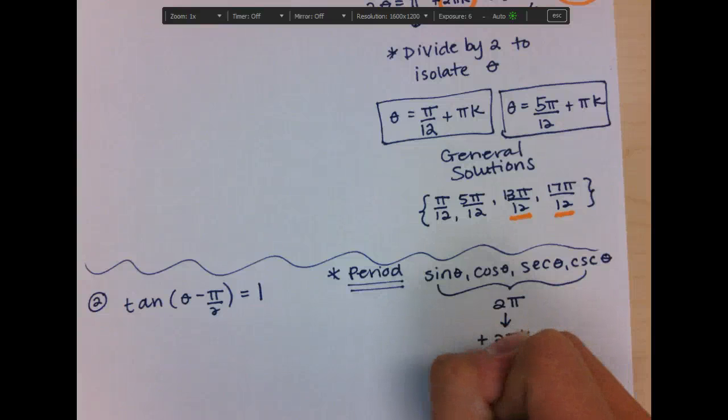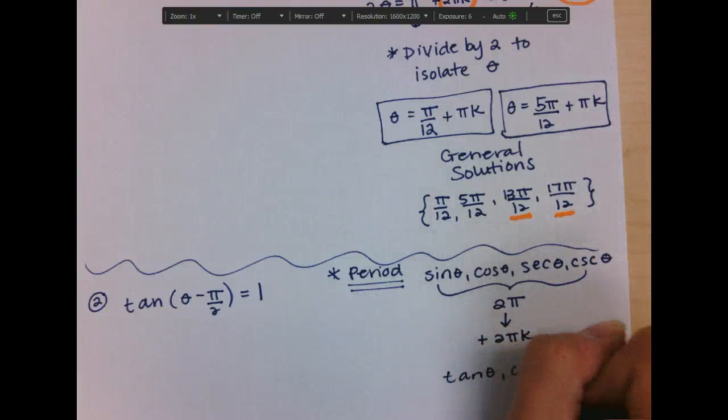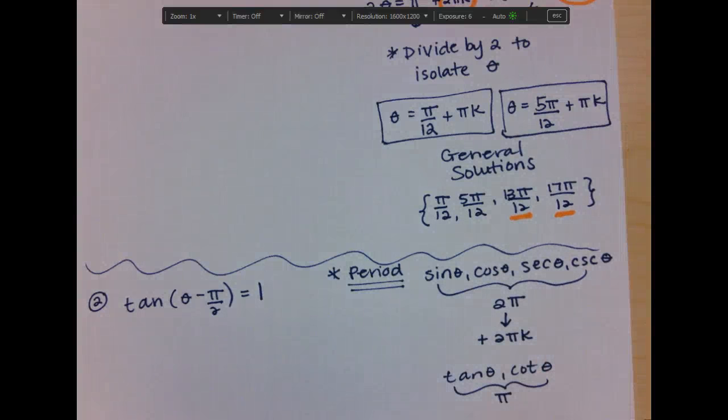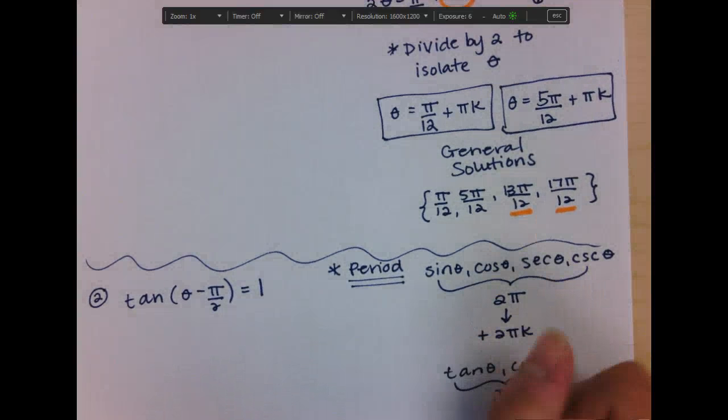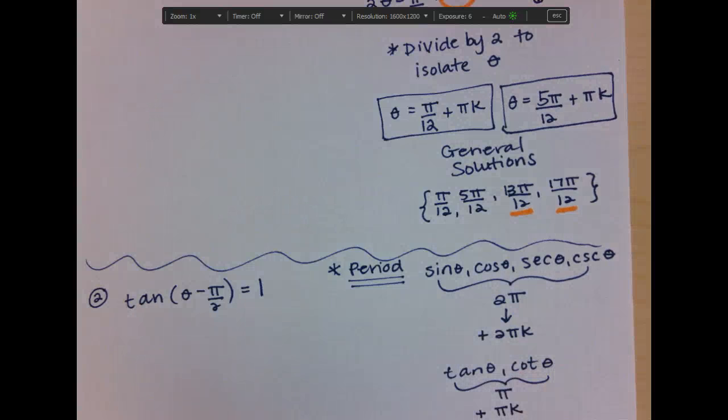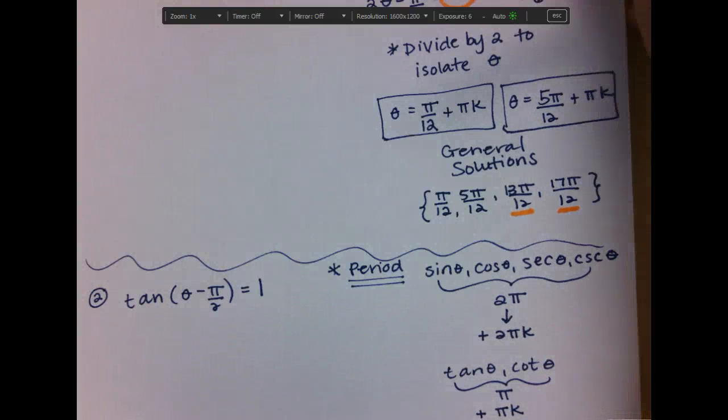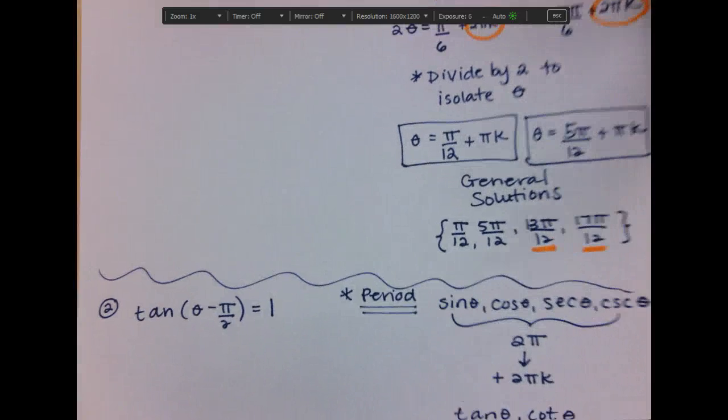But when we're dealing with tangent and cotangent, the period is 1 pi. So when we get our general solution for any tan or cotan functions, we're just going to add 1 pi k to do one full revolution around the circle. Because again, that's the period of tangent and cotangent. So let's try to apply that to this problem, and that's why I chose tangent here.